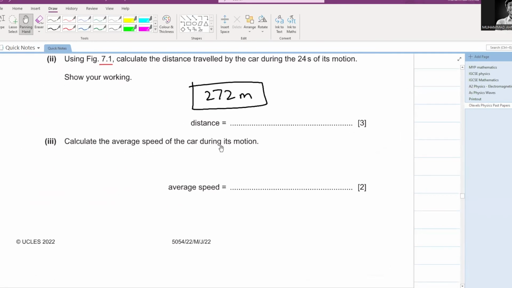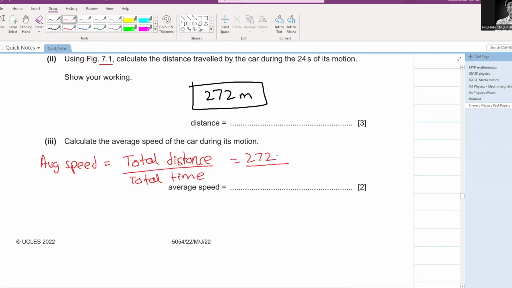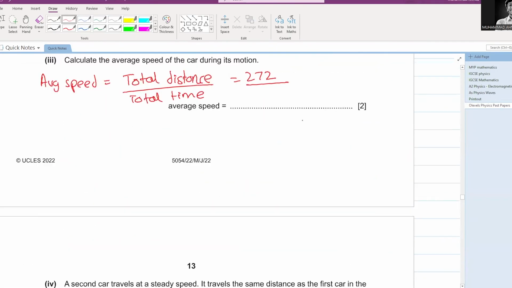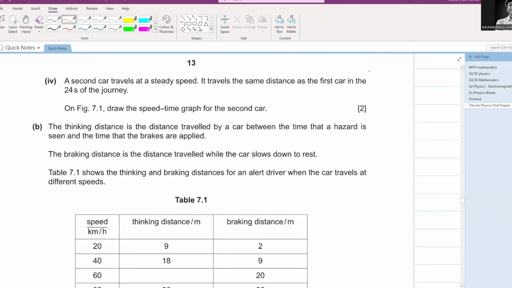You have to calculate the average speed of the car during the motion. Now, what is the formula of average speed? Average speed is equals to the total distance over total time. Perfect. बेटा total distance क्या है 272. What is the total time? 24 seconds. Divide कर दो. 272 divided by 24. This comes out to be 11.3. Average speed comes out to be 11.3 ms minus 1. Perfect. आगे बढ़ते हैं बेटा.